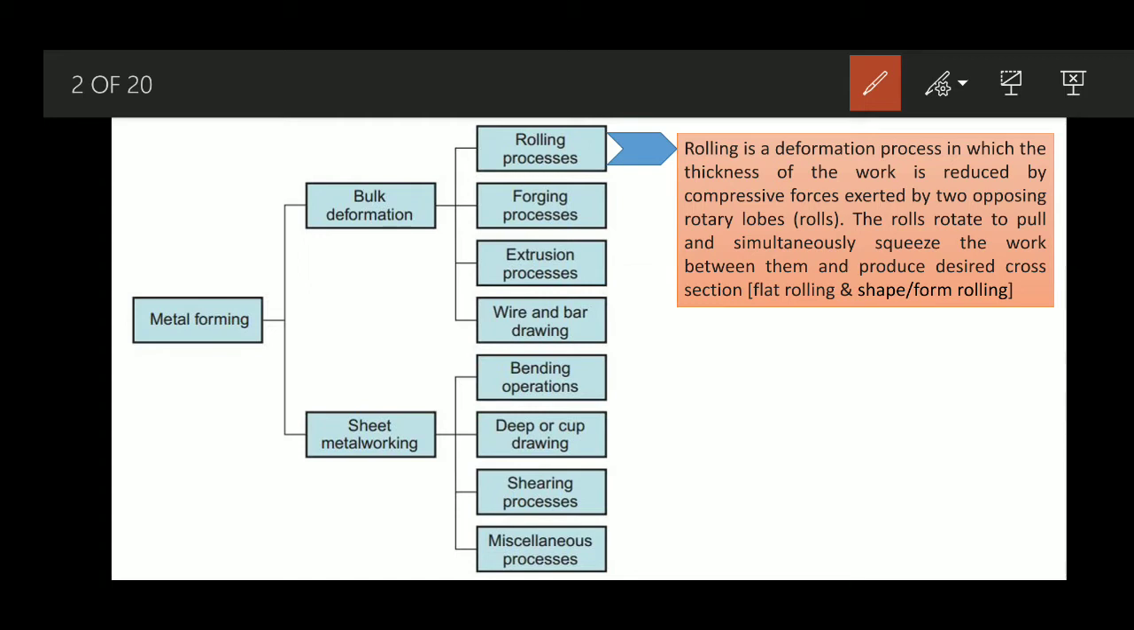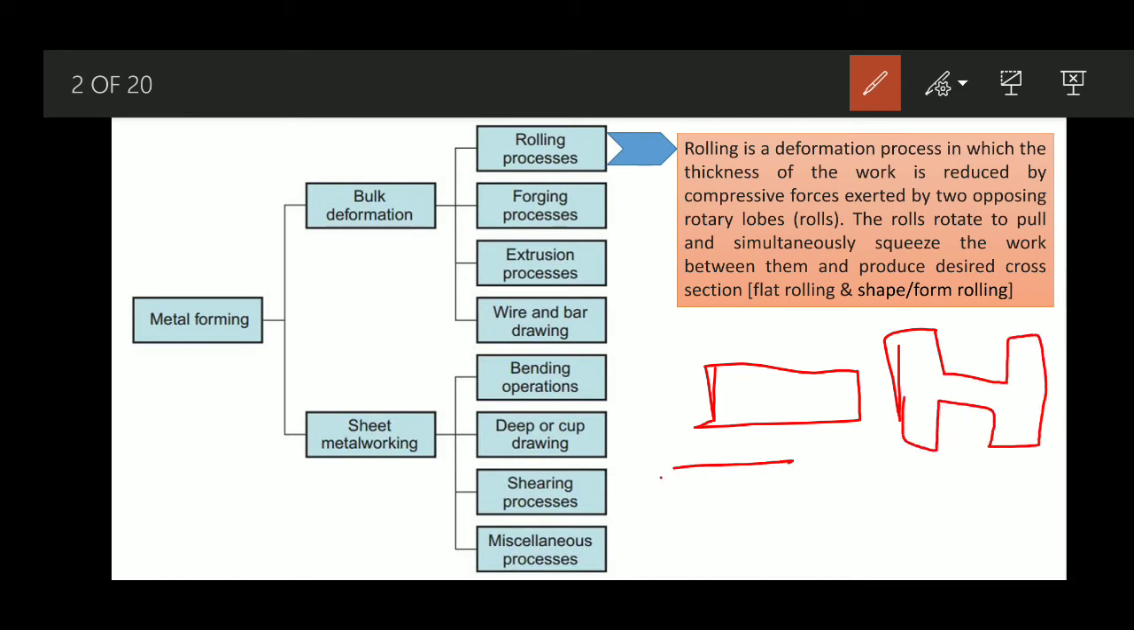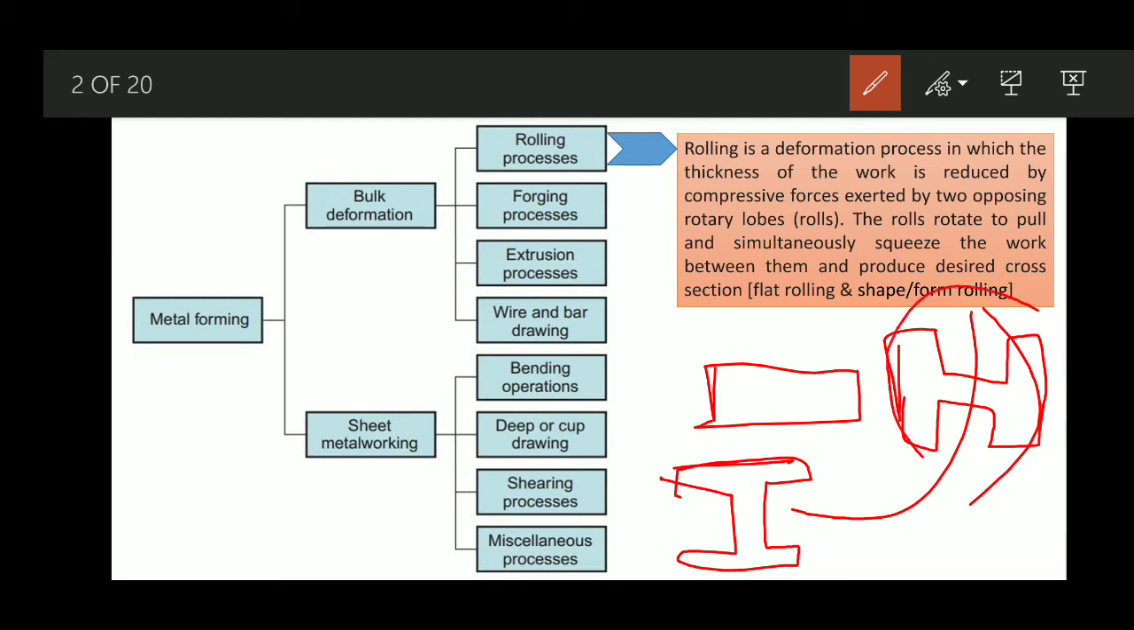Some other shape, where the cross section is not rectangular, so maybe this kind of cross section area, which is possible, or maybe some I section. This kind of shape we obtain by form rolling operation or the shape rolling operation. In that case, later on we will see, to obtain some cross-sectional area which looks somewhat like this, the rollers must have certain contours made on their periphery.